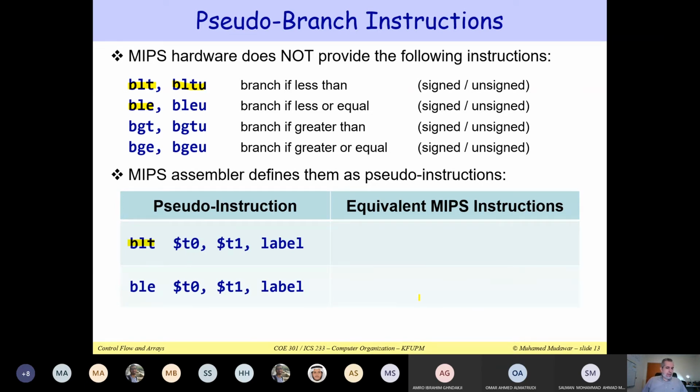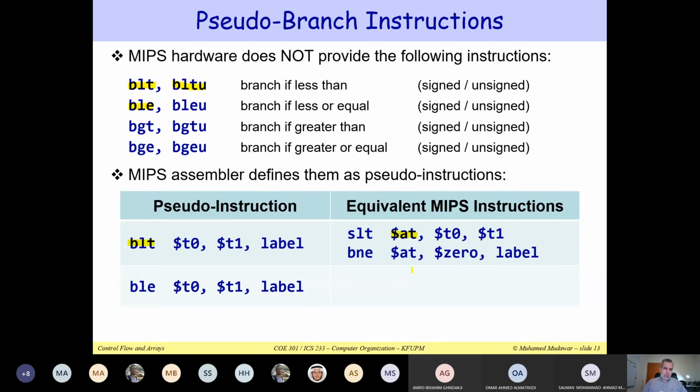So what we have to do is use set less than to compare T0 with T1. We place the result in a temporary register. This is shown here. Let us place the result in the assembler temporary register AT. Now AT here is a temporary register used by the assembler specifically for translating pseudo instructions into equivalent MIPS instructions. The reason the assembler uses this register is to avoid using any register which is used by the programmer.